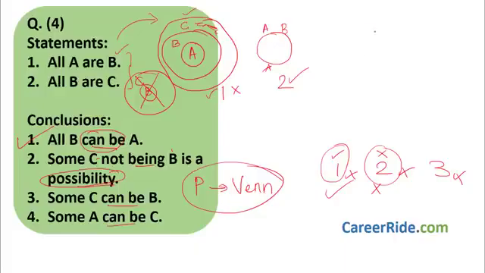All B are C can be written like this also: B, C. All B are C, and we can say all C are B. Now this is one situation, this is another situation. This is the second situation for conclusion number 2. Here conclusion number 2 holds true, that some part of C not being B is a possibility. Some part of C will not be B over here. But over here we cannot say that. Here entire C is B. So here the conclusion holds true, here the conclusion does not hold true.